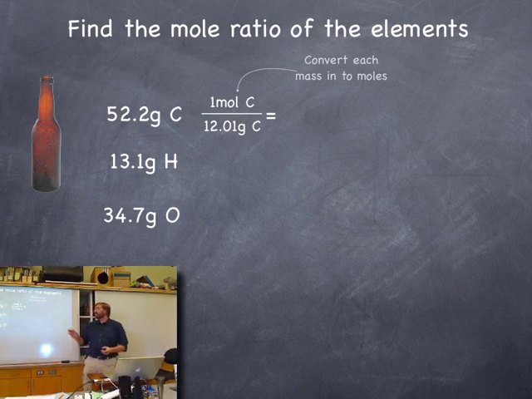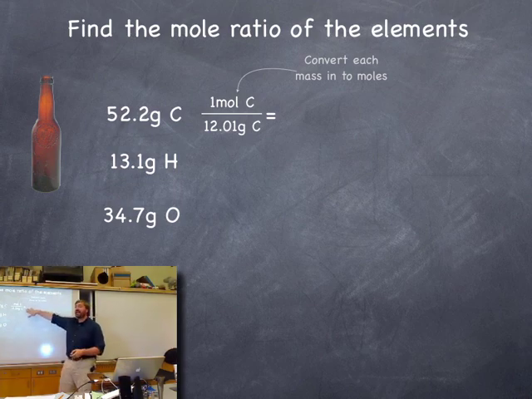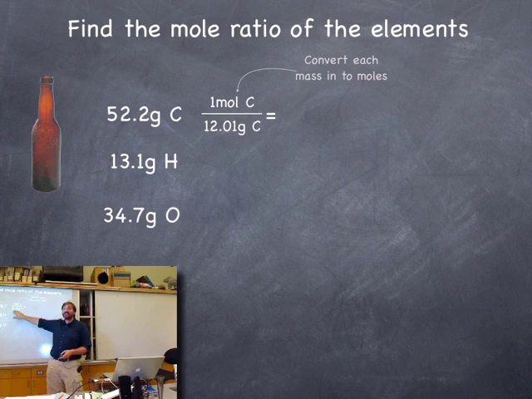So, we know that we can look at the periodic table. The mass on the periodic table is the mass in grams of 1 mole. So the mass in grams is converted to 1 mole. Okay? We do that for each of them.